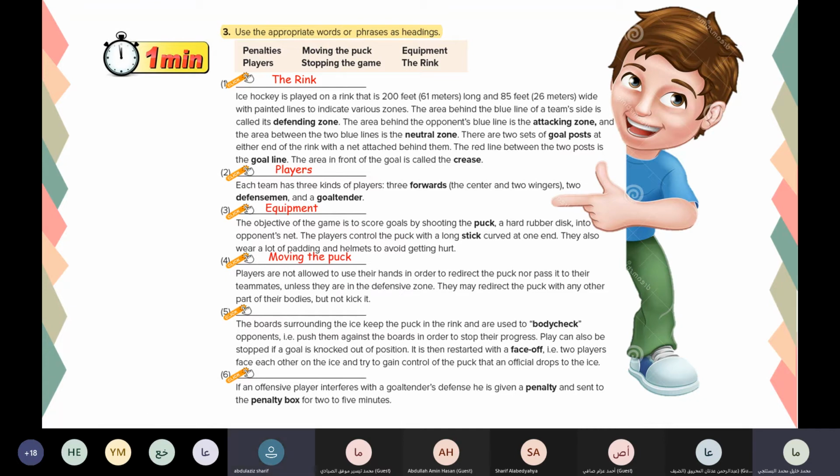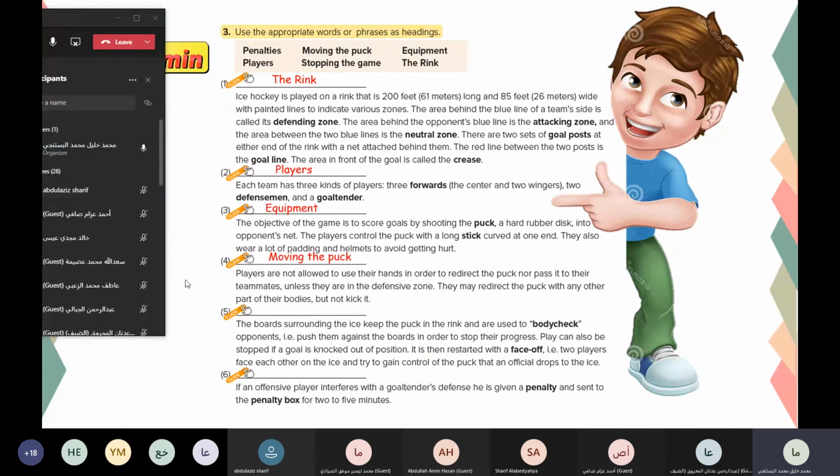Players are not allowed to use their hand to redirect the puck, nor pass it to their teammates unless they are in the defensive zone. They may redirect the puck with another part of their bodies, but not kick it. Good. So this is about the conditions of how the puck is moved. Good. Number 5. Yanal.